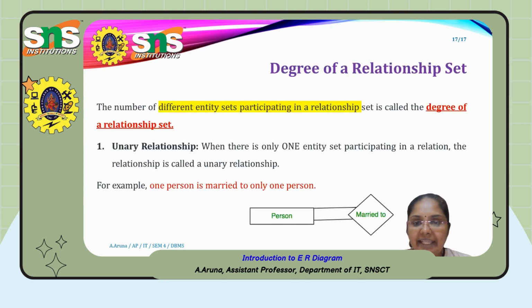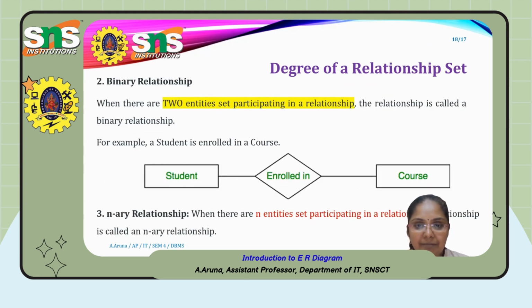The next thing is degree. Degree is nothing but the number of different entity sets participating in a relationship. Here we have three types: unary, binary, and n-ary. Unary is where only one entity set is participating in the relation. A person is married to only one person, so this is a unary relationship.